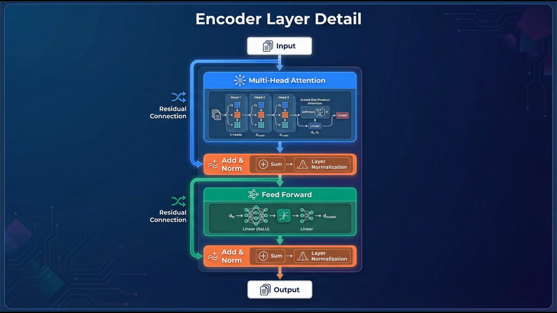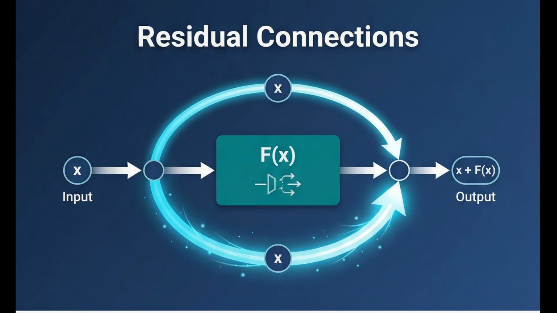Let's put it together into a single encoder layer. The input flows through the multi-head attention, then into a feed-forward network. Crucially, after each of these sublayers, we apply a residual connection, adding the input to the output, followed by layer normalization. These residual connections, or skip connections, are vital. They create a highway for gradients to flow backward during training, preventing the vanishing gradient problem. Without them, deep transformers would be impossible to train.